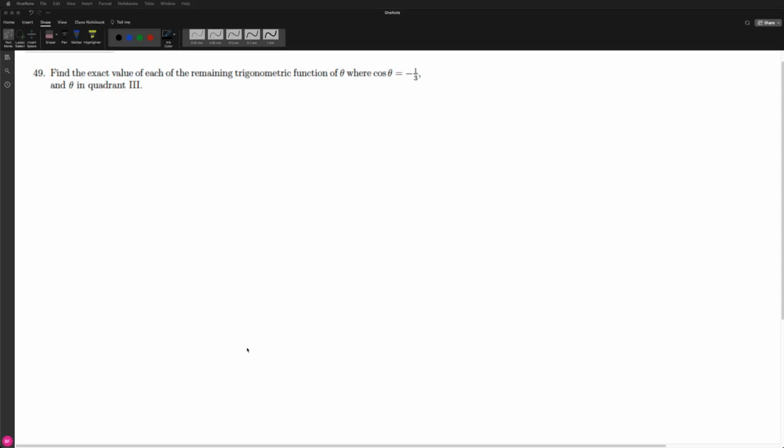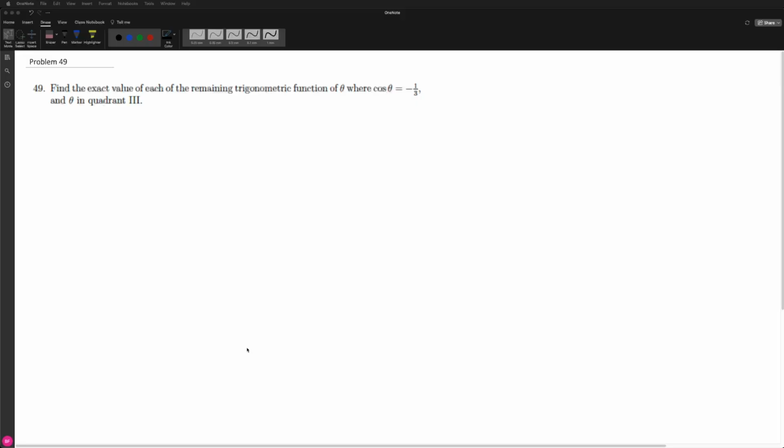Problem 49. Find the exact value of each of the remaining trigonometric functions of theta, where cosine theta is given to be -1/3 and theta is in quadrant 3. There are two ways you can approach the problem, but in either way, first try to draw the picture of your angle.